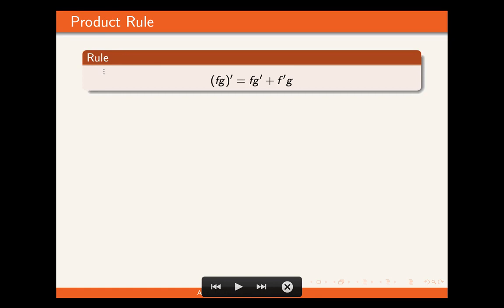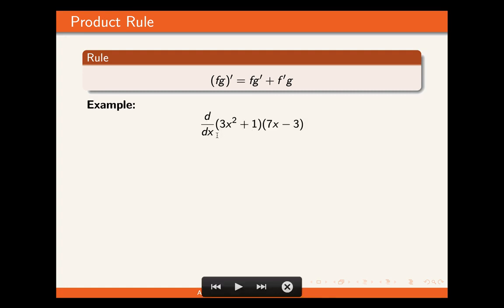The product rule says that if we need to find the derivative of the product of two functions, let's say f and g, then the derivative of the product of these two functions f and g will be f as it is multiplied by the derivative of g, plus the derivative of f times the g function as it is. Let's see one example.